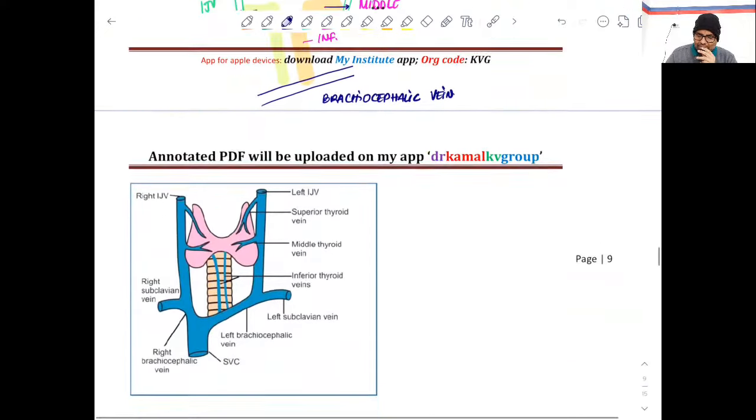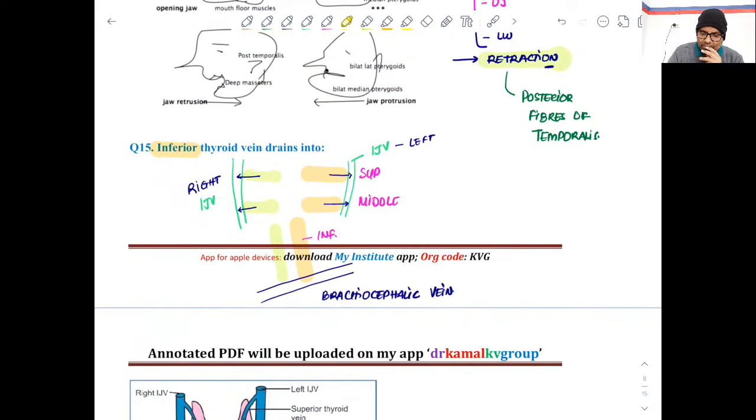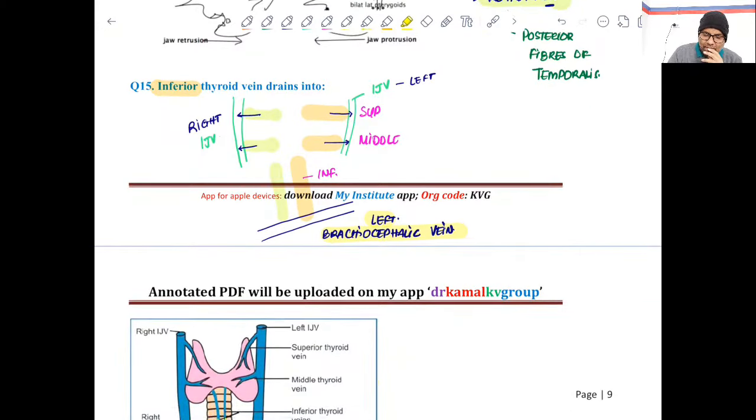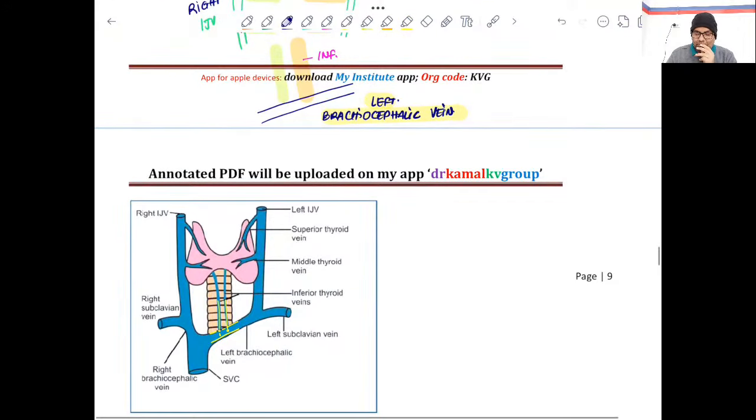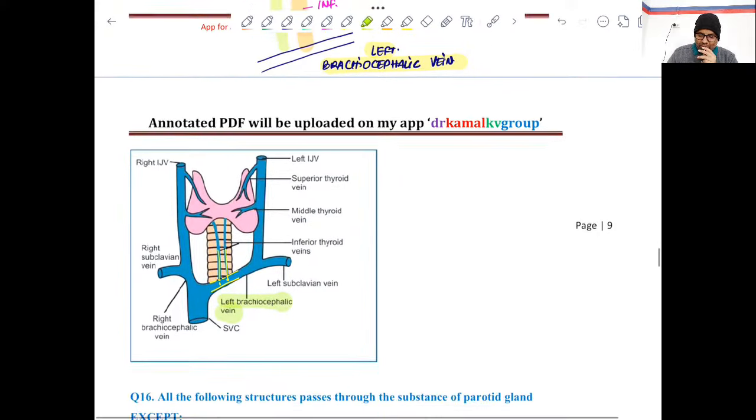So there is no differentiation as such. Both go into the same channel, and that is the left brachiocephalic vein. So you see the right side and the left side are both draining into the same channel, right? So the answer here is left brachiocephalic vein. Otherwise, superior and middle go into the internal jugular vein of their respective sides, but inferior thyroid veins of both sides drain into a common channel, and that is the left brachiocephalic vein. Clear? Please remember.